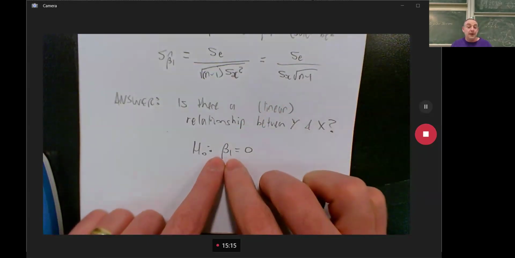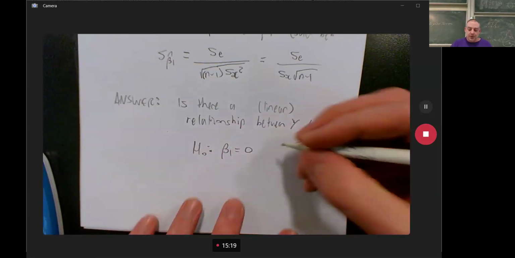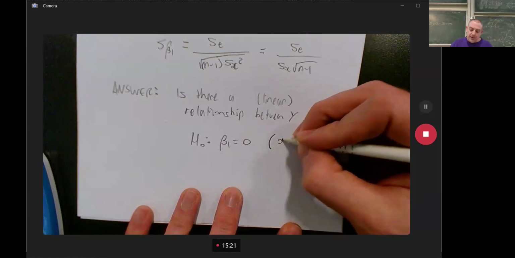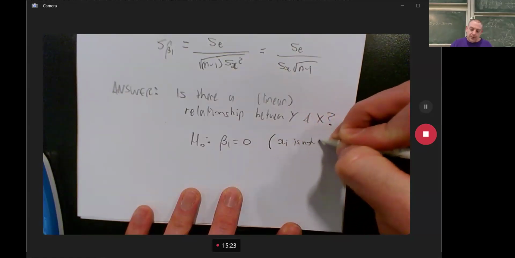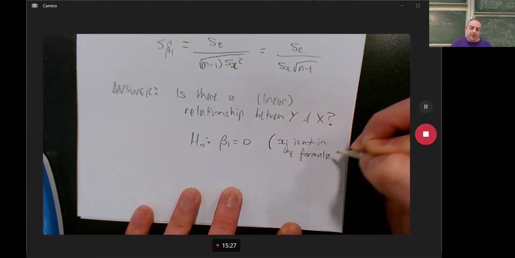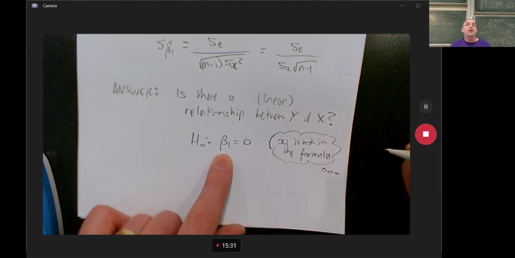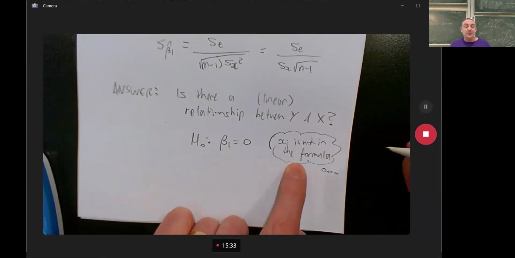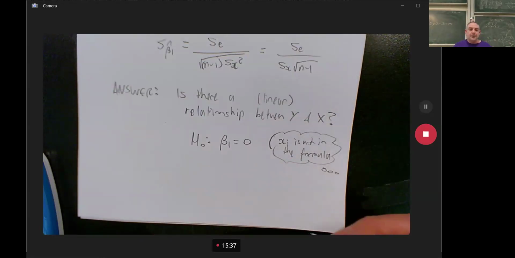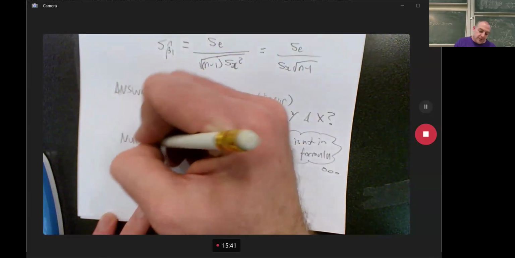The real beta 1, not the one with the hat, the real one that we're trying to figure out what it is. So this says that xi is not in the formula, right? That's what beta 1 being 0 would mean, that xi isn't in the formula because it's times by 0. All right. So that's my null hypothesis.